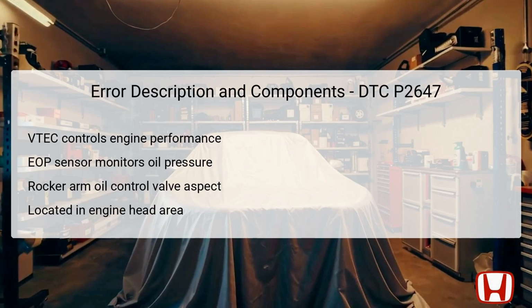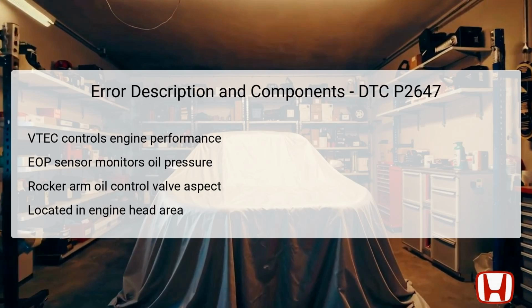The EOP sensor, or rocker arm oil pressure sensor, is crucial in monitoring the oil pressure required for the VTEC system to function correctly. Located in the engine head area, the EOP sensor detects the oil pressure and communicates this information to the engine control module, ECM. The rocker arm oil control valve, also positioned in this area, regulates the oil flow to the VTEC system based on the commands it receives from the ECM.